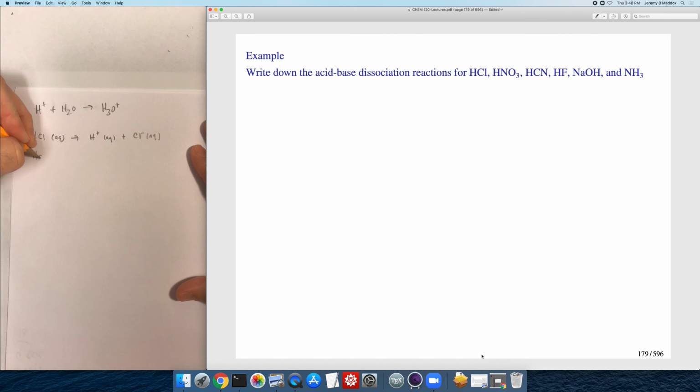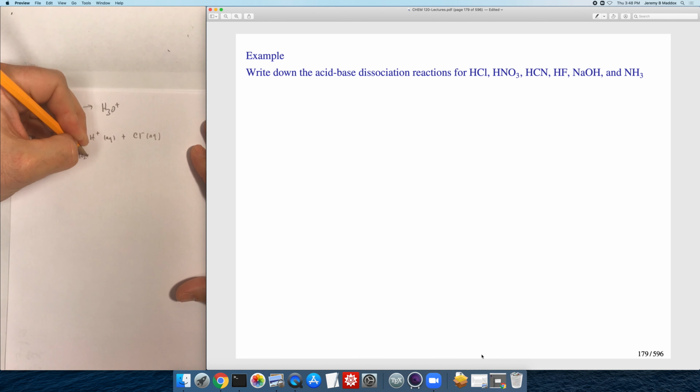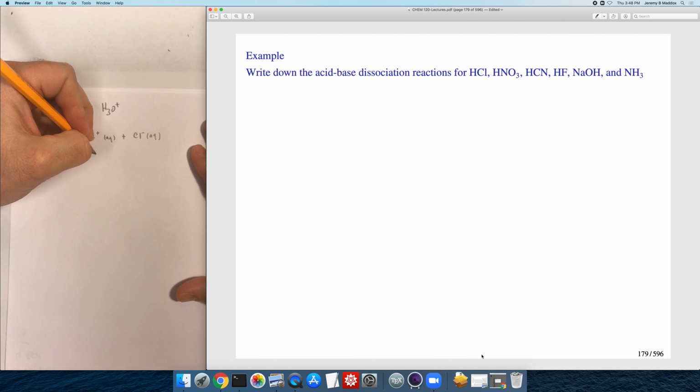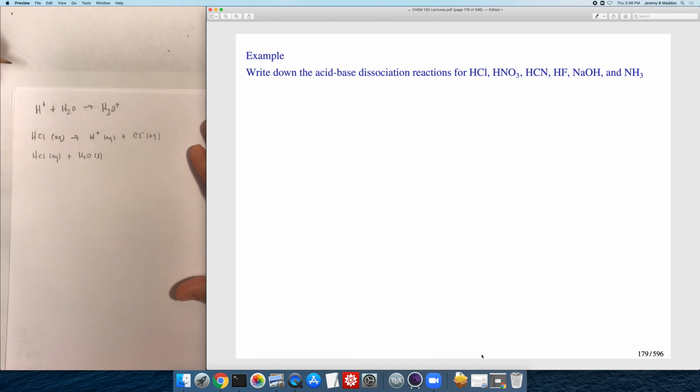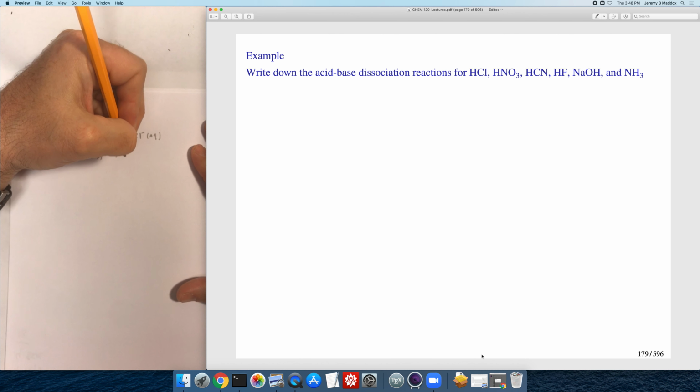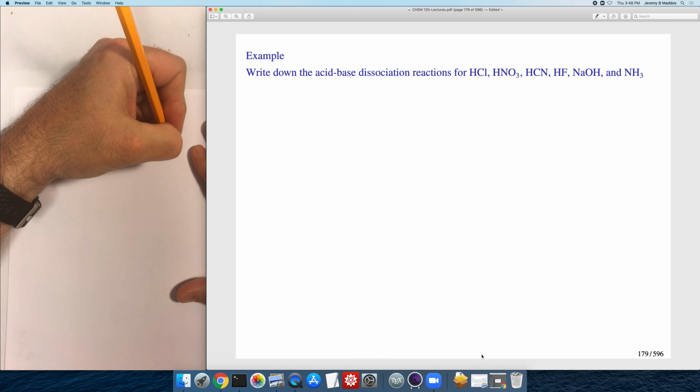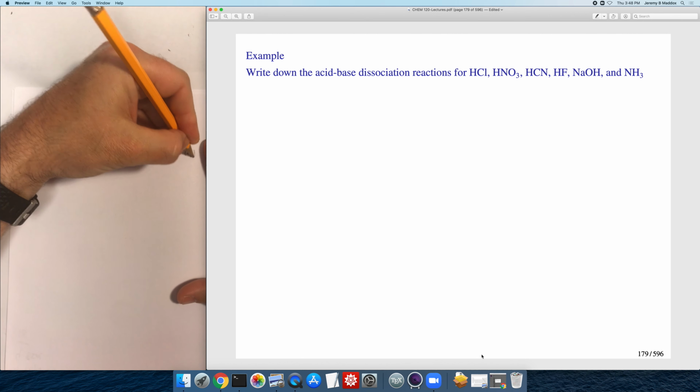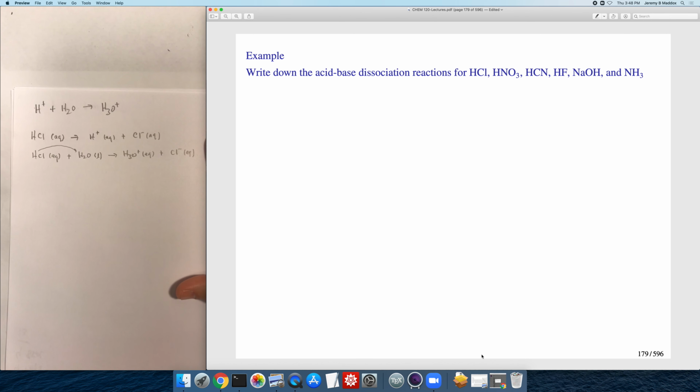Another way is to explicitly include the water. And here what we're doing is we're setting up the proton transfer. So we'll have a proton transfer from the HCl to the water. That's going to give us hydronium, and it's going to leave behind chloride. Okay, so two ways that you can represent the acid dissociation reaction. They're equivalent to one another. Okay, so there's really no distinction.